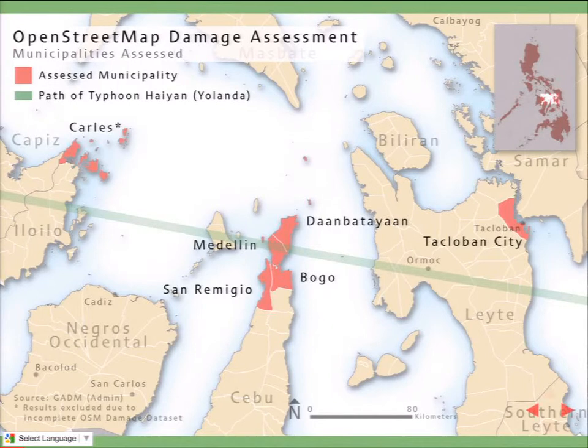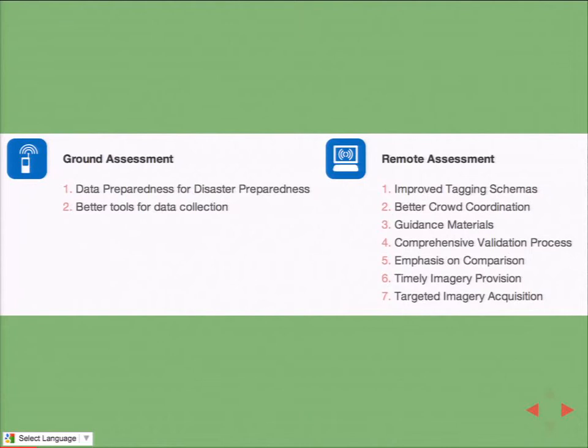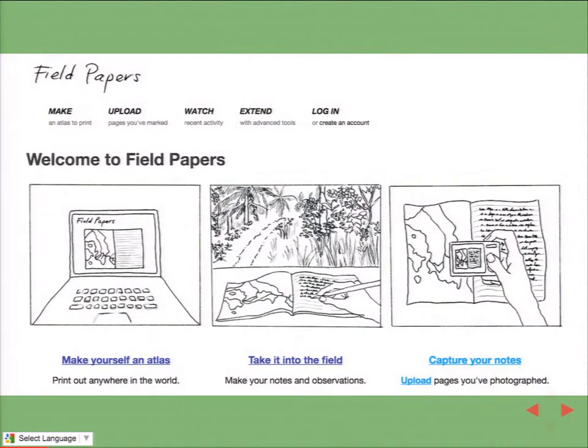We discovered that paper's not the best survey tool. A lot of data was lost, and a lot of data wasn't collected that well. So we came up with some recommendations, and one of them was a better tool for data collection, number two on that ground assessment list. When we looked around for funding to do this, everyone kept saying, just use field papers.